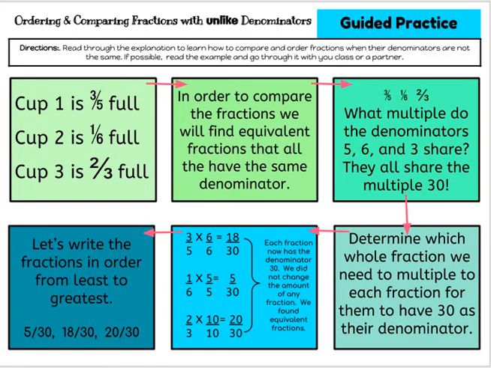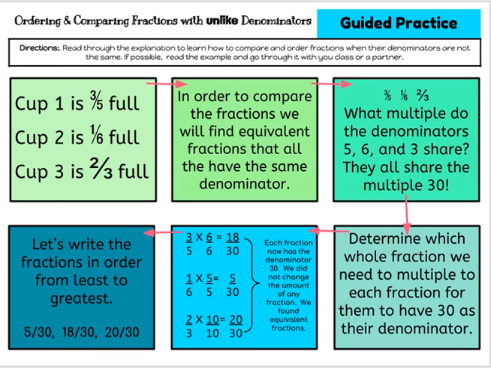So here is just a little flow chart that helps you when you're trying to solve and find equivalent fractions. Cup 1 is 3/5 full. Cup 2 is 1/6 full. Cup 3 is 2/3 full. In order to compare the fractions, we will find equivalent fractions that all have the same denominator. So if you look, we're looking at 3/5, 1/6, and 2/3. What multiple do the denominators of 5, 6, and 3 share? Well, they all share the multiple 30.